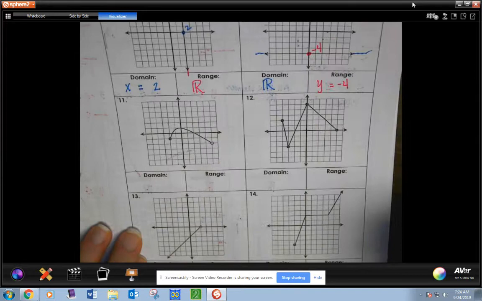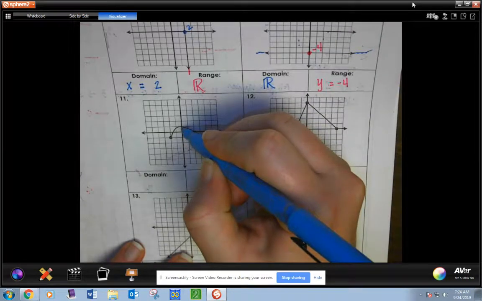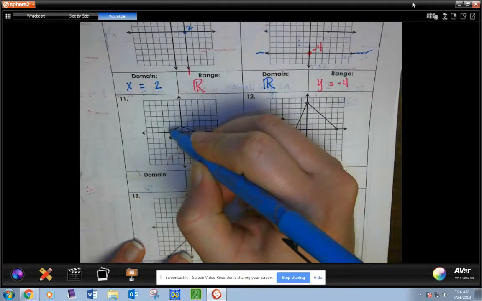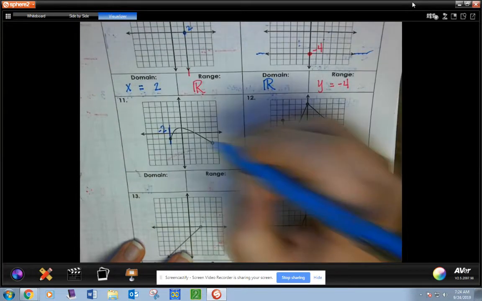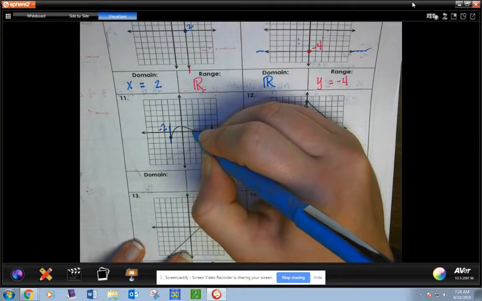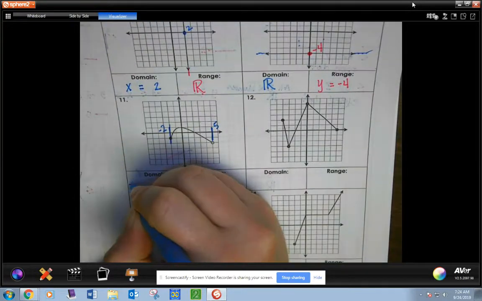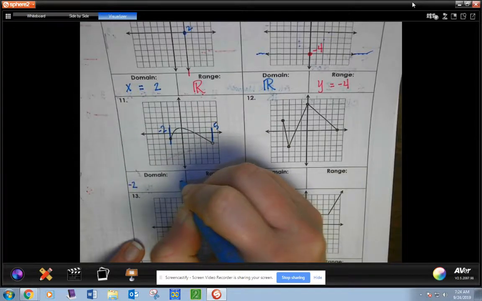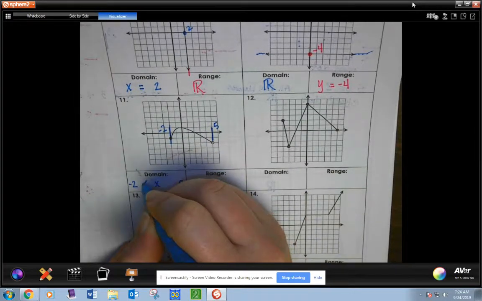Okay, for number 11, I'm going to start right here at the middle, and I'm going to follow to the left, and it goes all the way to right here, which is at -2. And then I'm going to scan all the way to the right, and it goes over here to this dot, which is at 5. So for domain, I'm going to put -2, leave a gap, 5, because I have 2 numbers. Domain is X. I always use less thans.